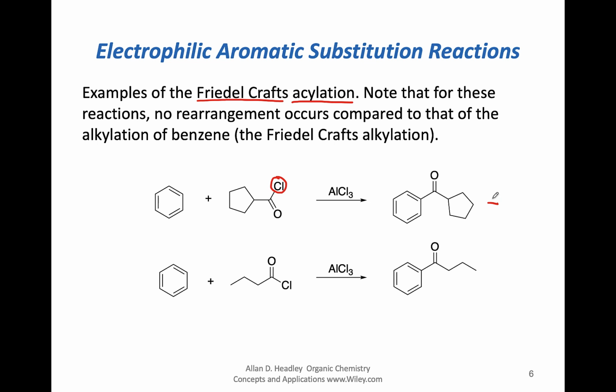So as you can imagine here, the other product is HCl. And what we're doing here is substituting this hydrogen for all of this right here, and here it is. So again, you should be able to predict the product given benzene and the acid chloride and the catalyst. Same here.